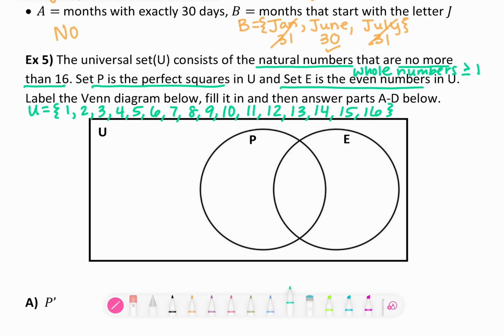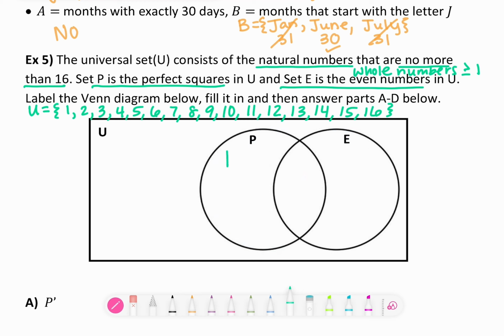So let's try this. 1 is a perfect square because 1 times 1 is 1. But is 1 even? No, 1 is odd. So yes, it's a perfect square, but no, it's not even. So it works here, but it doesn't work here. So we put it in this space over here where they do not intersect. So 1 is going to go over here in just P.